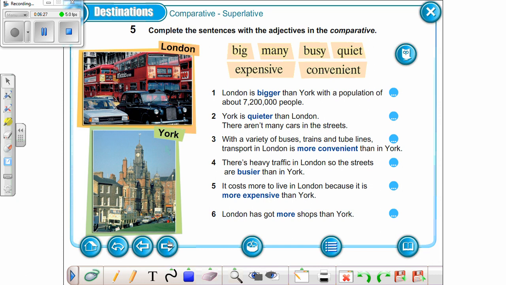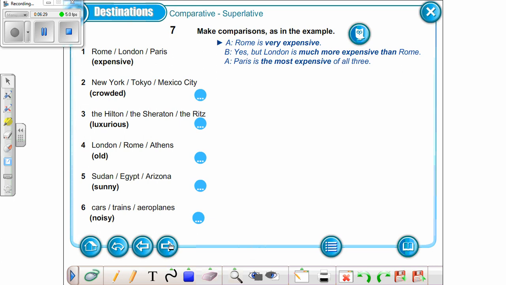Let's go to exercise number 7. Make comparisons as in the example. Rome is very expensive. Yes, but London is much more expensive than Rome. Paris is the most expensive of all three. Okay, we will do number 2. I'm talking about New York, Tokyo, Mexico City, and I have crowded. So what shall I say?